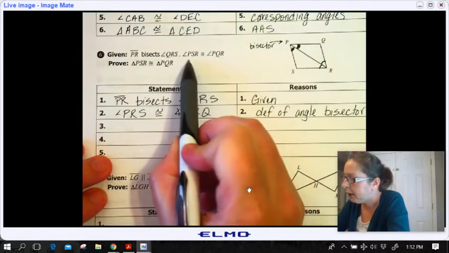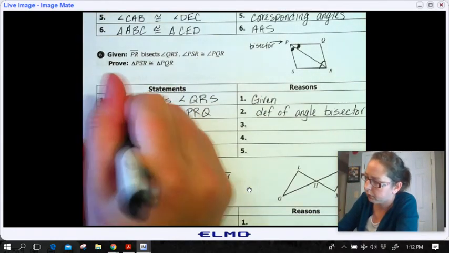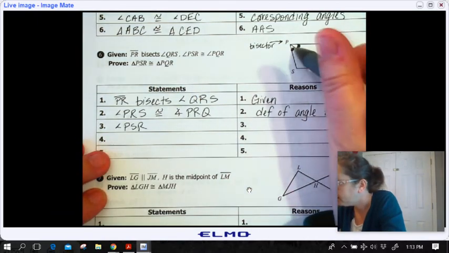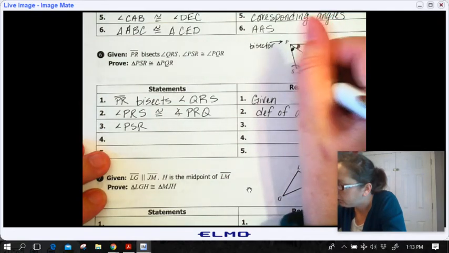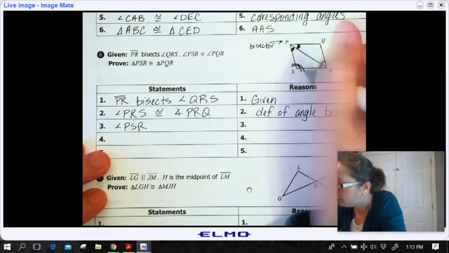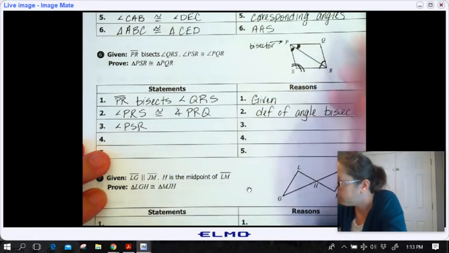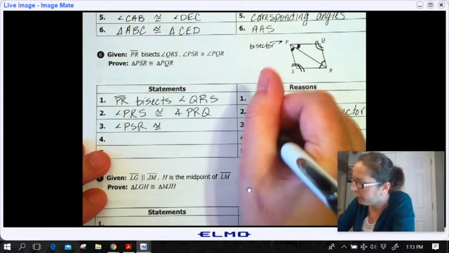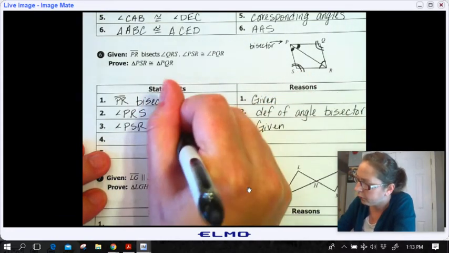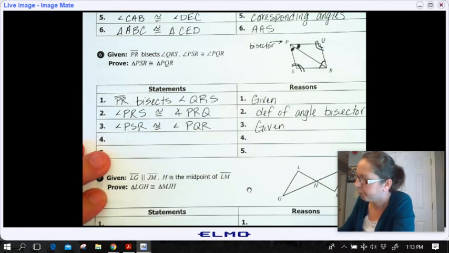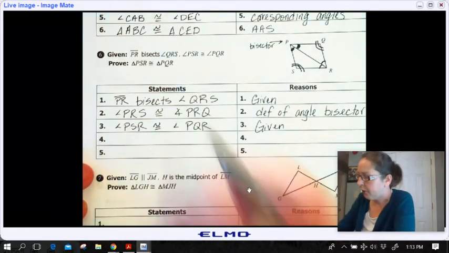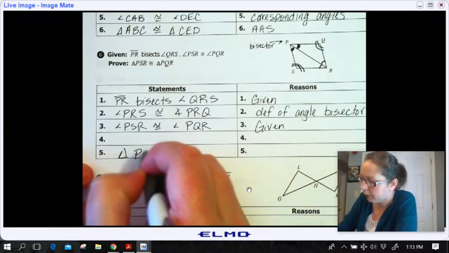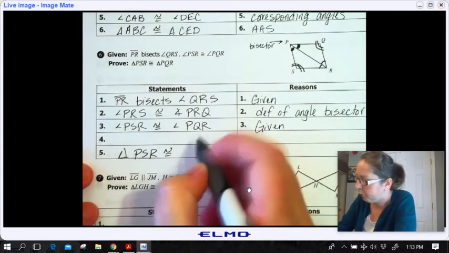Okay, then they tell me angle PSR, okay, is congruent to PQR right here and right here. And so I know that information because it was given to me. So angle PQR. All right, well, the very last part of my statement side is going to be that PSR is congruent to PQR.